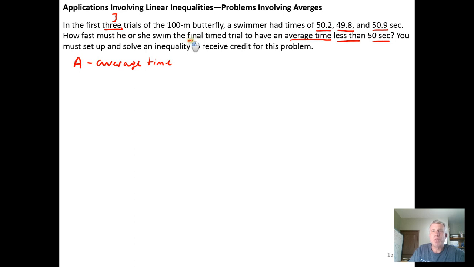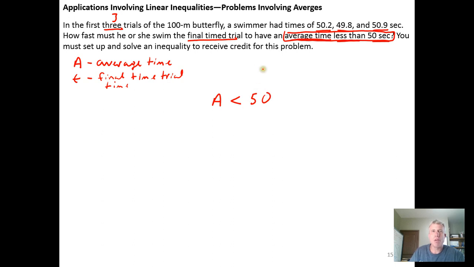And we see that we're going to swim a final time trial, and it's going to have a time associated with it, just like the first 3 did. So I'm going to let T represent the final time trial time, the time in which the final time trial is swam. And if I let A represent average time, this sentence right here is identifying that I want A to be less than 50. So I'm going to translate that into a mathematical statement. I want the average to be less than 50.